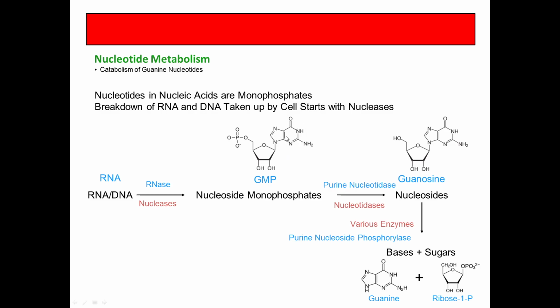So let's do G first. We end up with a GMP. We immediately remove the phosphate, so it's a purine nucleotidase, because a nucleotidase would turn it into a nucleoside. It doesn't show it here, but the phosphate's the byproduct here. And then we need to take the base off the sugar. This should make sense. It's a simple disassembly.